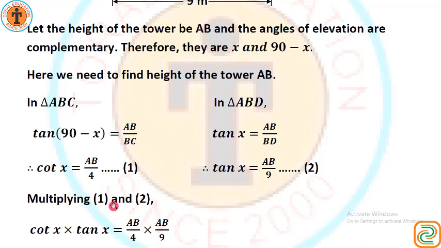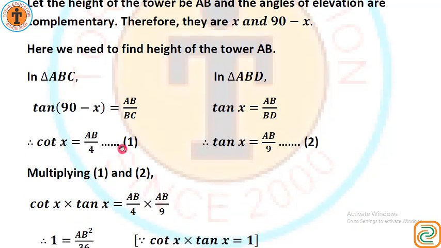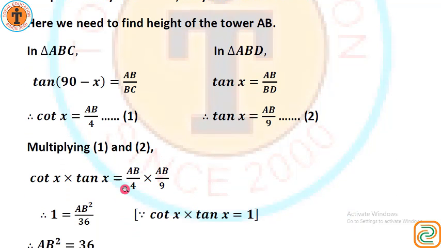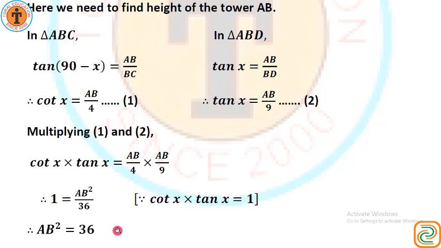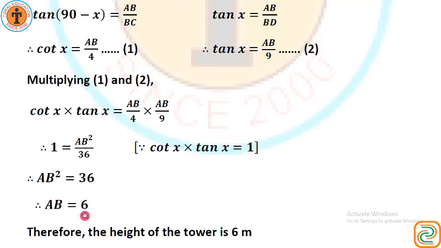Multiplying 1 and 2, cot x into tan x equals AB upon 4 into AB upon 9, right? Multiplying left hand side and right hand side. Here cot x and tan x are inverse, so they give 1, therefore 1 equals AB into AB, that is AB square, upon 4 9s are 36. 36 will go there and AB square equals 36. Now we take the square root on both sides, therefore AB equals 6. I have not taken negative because distance and height can never be negative. Therefore the height of the tower is 6 meter.